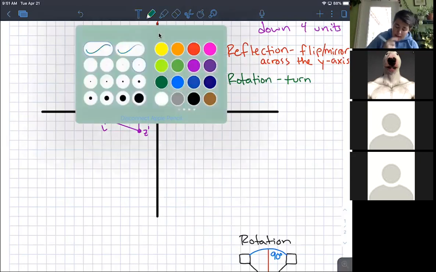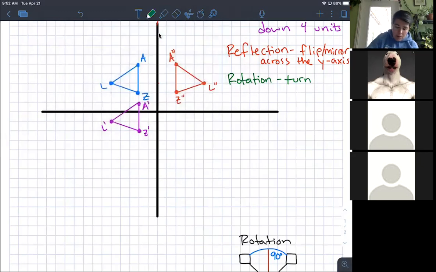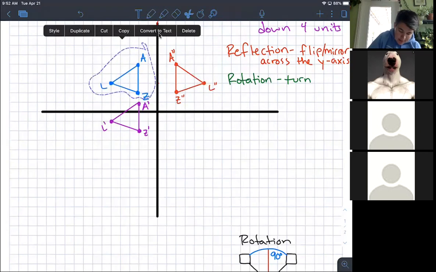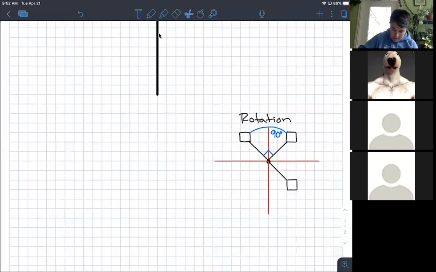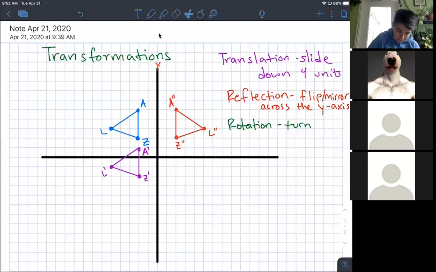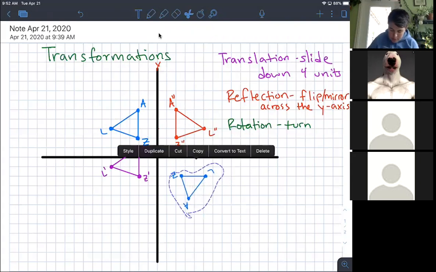So let's rotate our AZL triangle. I'm going to use the powers of the iPad and just copy that and then paste it. Where'd it paste to? I don't know where it pasted to. Just paste it. There we go. And so I'm going to take that from here and I'm going to rotate it 180 degrees. So it's going to end up right there.